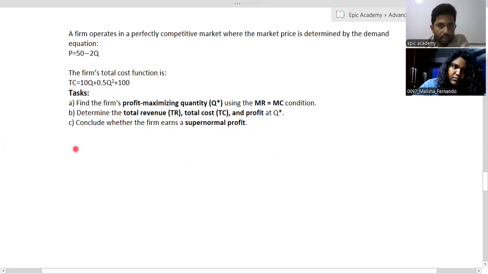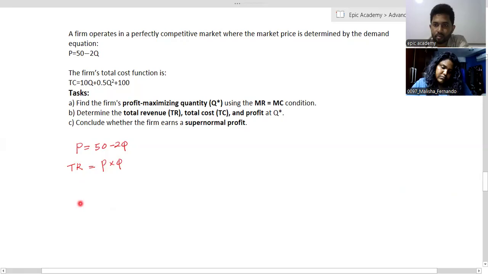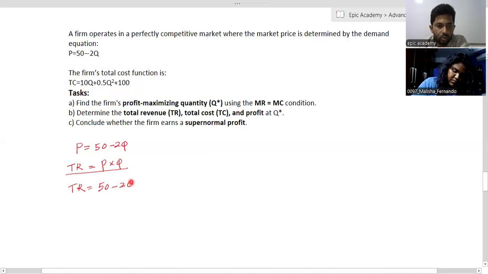Okay. We got the demand equation P equal 50 minus 2Q. Yes. So then what happened? We have to create the TR equation, isn't it? Yes. TR equal P multiplied by Q. So then you got the equation for the P. We are going to substitute that one. 50 minus 2Q within brackets multiplied by Q.